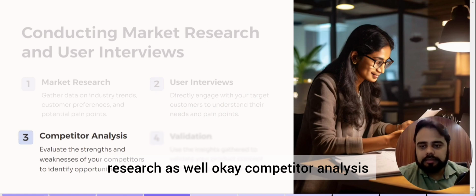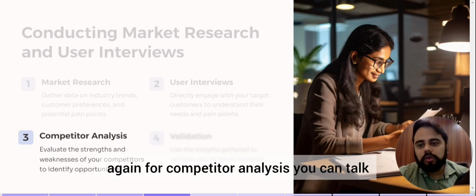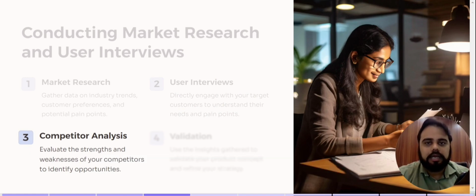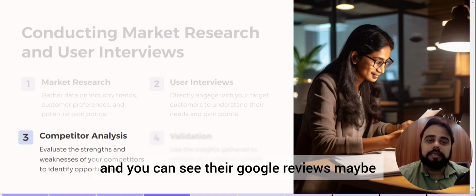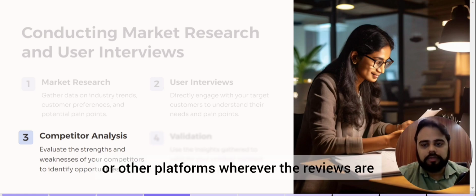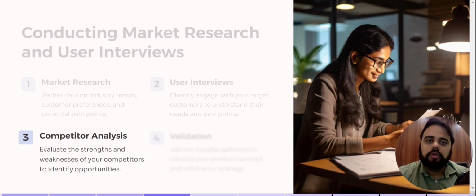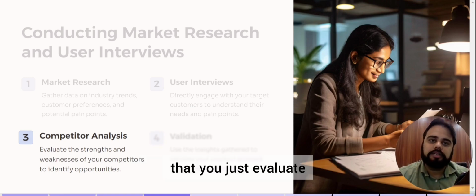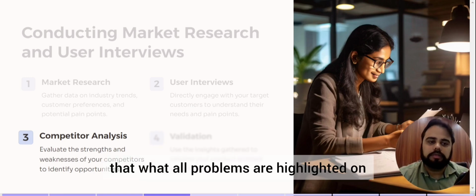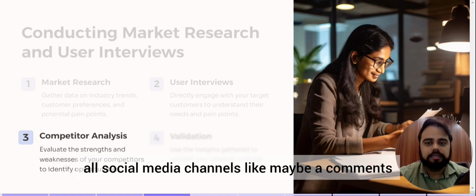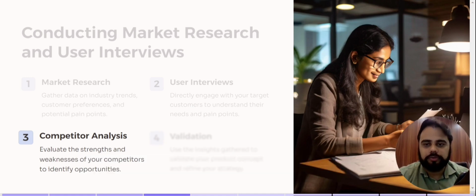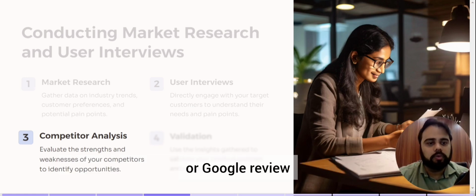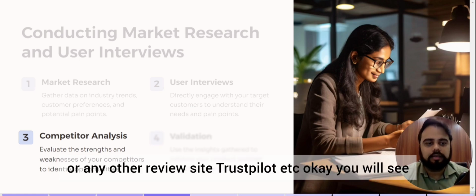Okay, competitor analysis. For competitor analysis, you can talk to the customers of the competition. You can evaluate their strengths and weaknesses, and you can see their Google reviews, maybe MouthShut reviews, or other platforms wherever reviews are provided by users who are not happy with them. This is the best way to create your offering: evaluate what problems are highlighted on all social media channels, like comments on a YouTube channel, comments on a LinkedIn post, a Facebook advertisement, or a Google review, or any other review site, Trustpilot, etc.